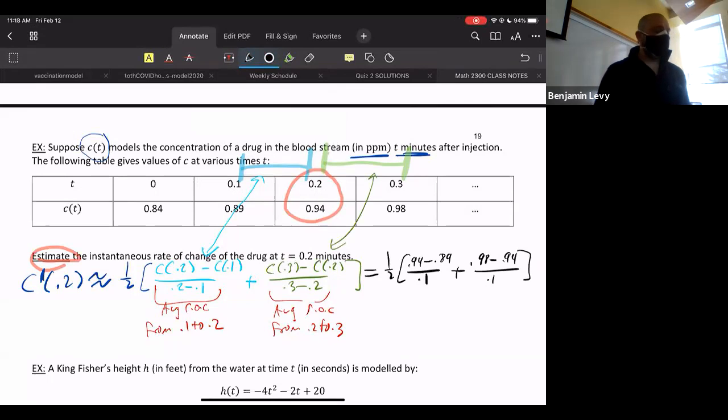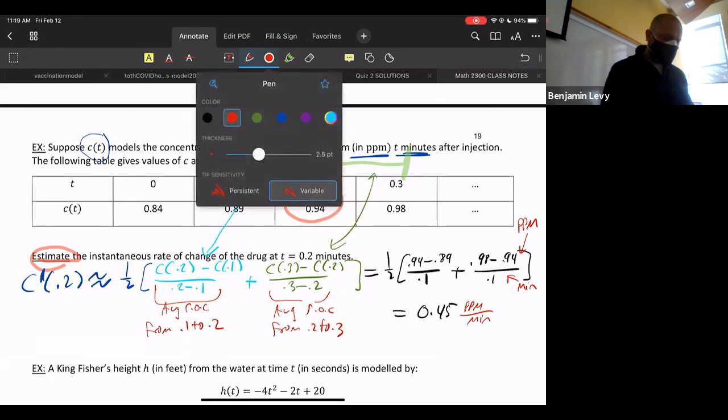And just calculate it, right? Really easy to do. We get 0.45. What are the units? Forgot to write my units in there. Thoughts about that? We've got parts per million on the top. On the bottom, we have time. I guess technically minutes. Yep, go ahead. Nice. ppm per min. That's our takeaway.